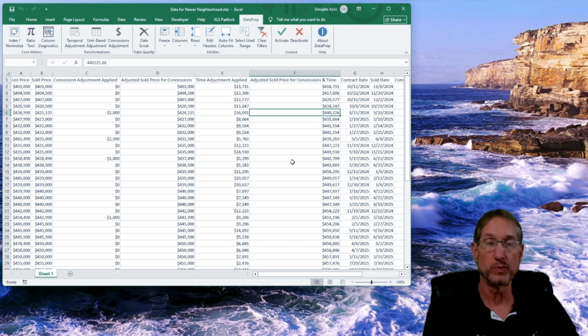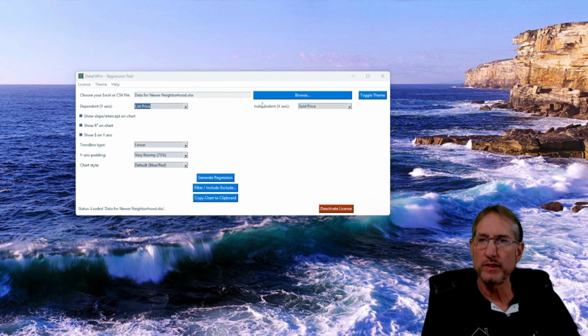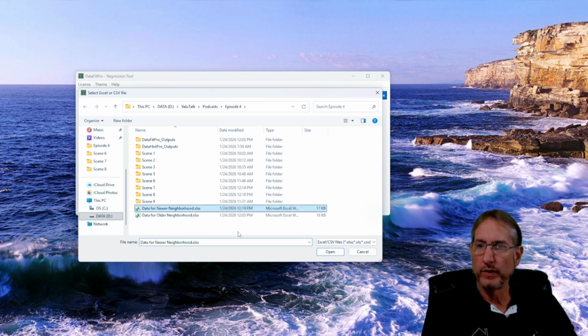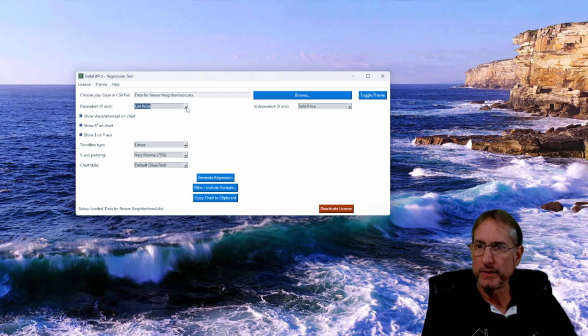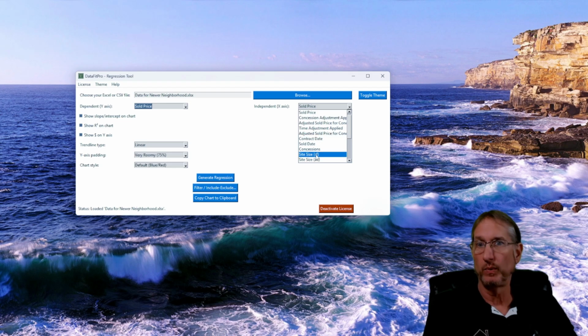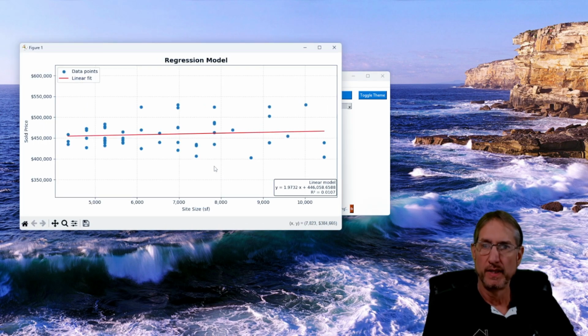We're going to look at those three sale prices again and see if there's any changes in this market versus the established market. All right, so let's go ahead and load up the data for the newer neighborhood with our new adjusted sale prices. First, we're going to look at the sold price for site size and see what we come up with for an adjustment. So about $1.97 a square foot, and that's looking at just the sold price versus the site size with nothing in the market adjusted for.